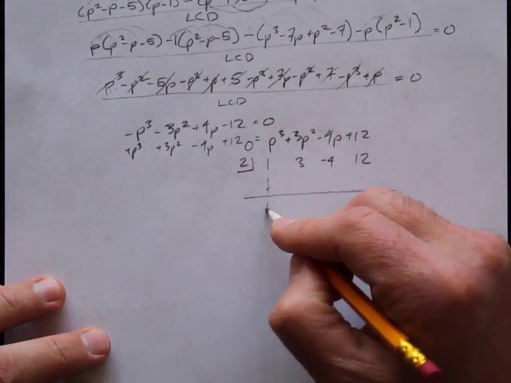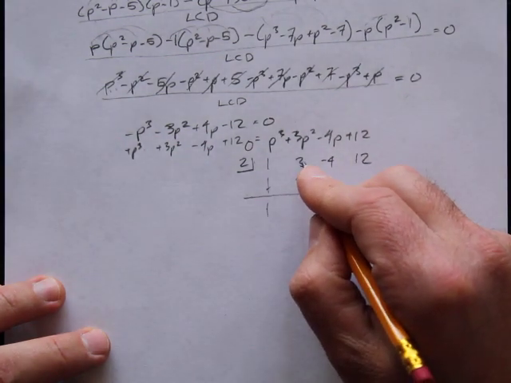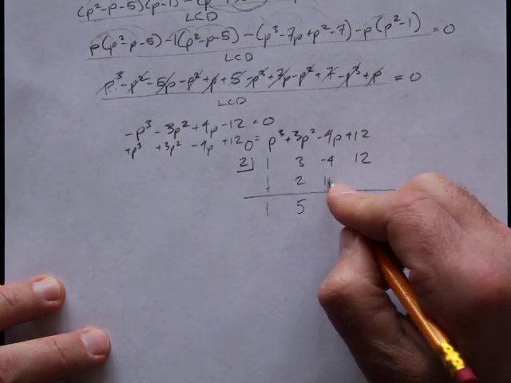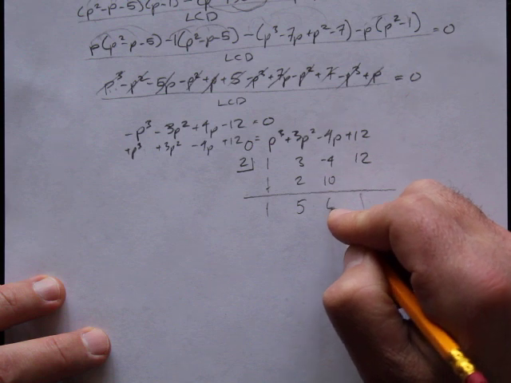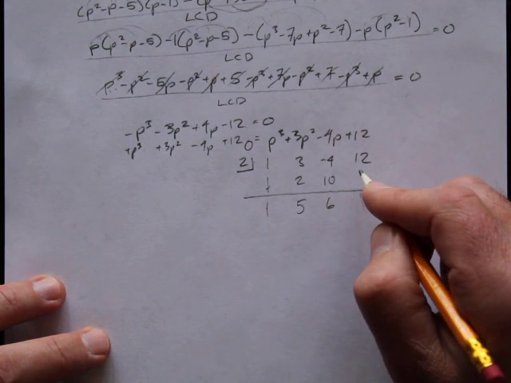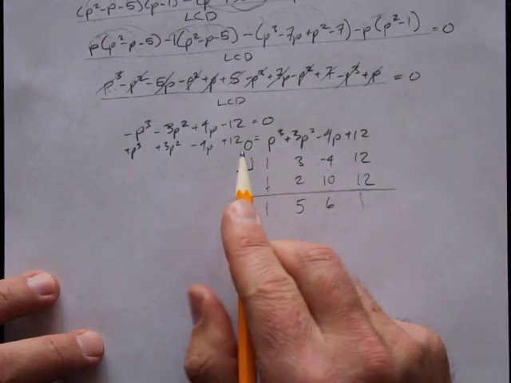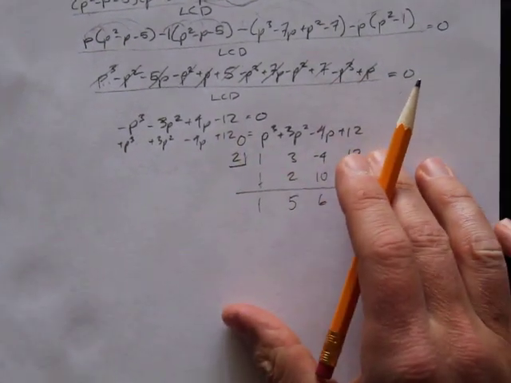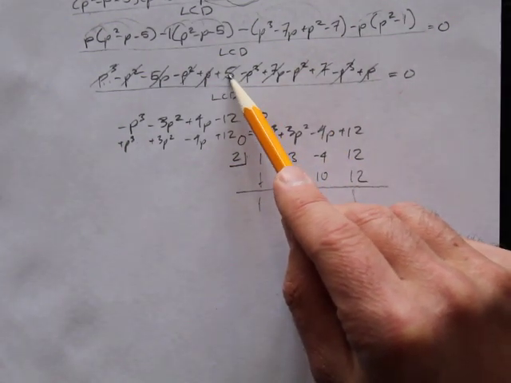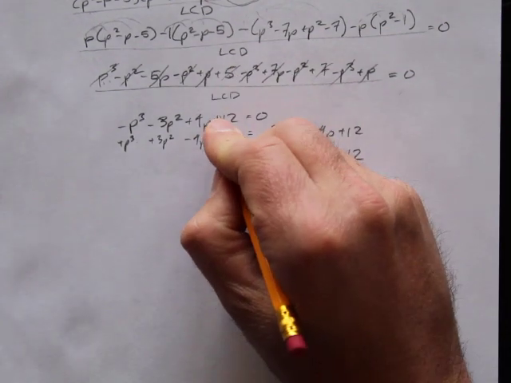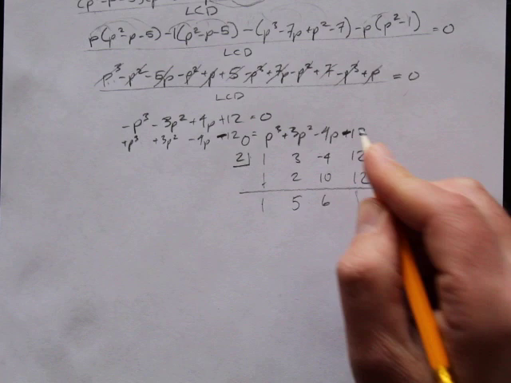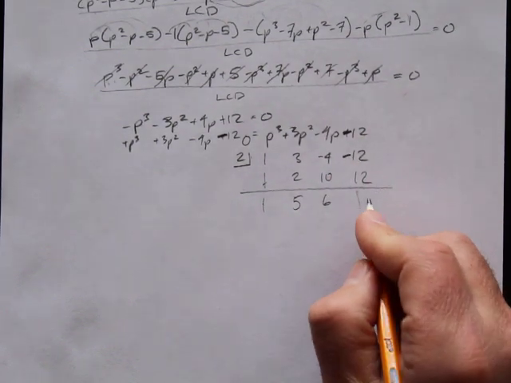1 goes down here. 2 times 1 is 2. 3 plus 2 is 5. Times 2 is 10. Minus 4 is 6. And then 2 times 6 is 12. Now, oops, there's an issue here with the 12. Oh, here's the issue. 5 plus 7 is positive 12, and so I needed to subtract 12 from both sides. So I have a negative 12 and a negative 12. Phew, that was a close one.